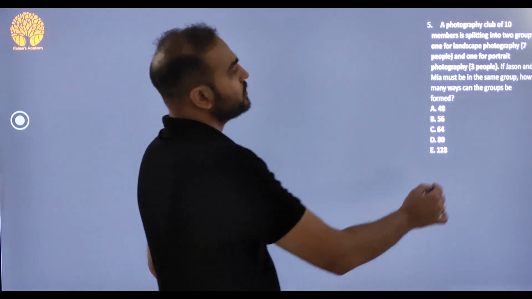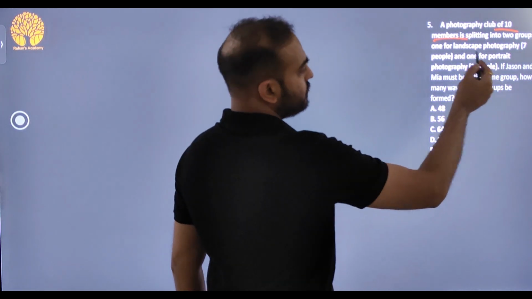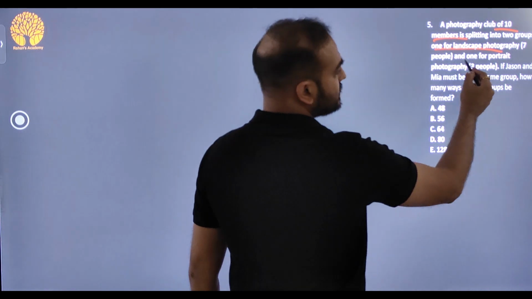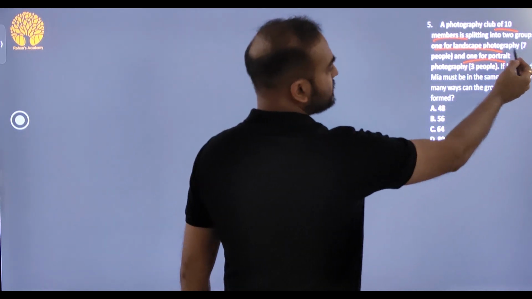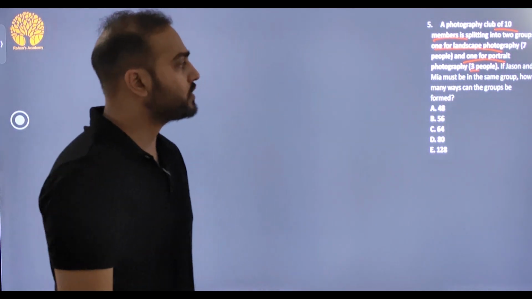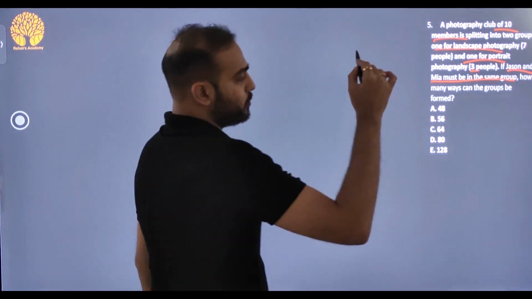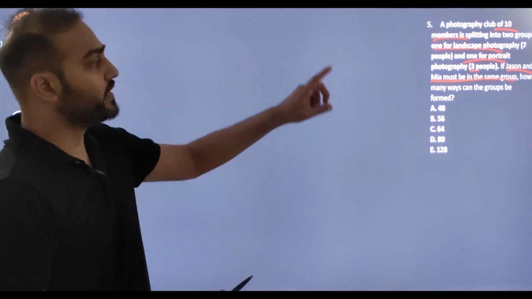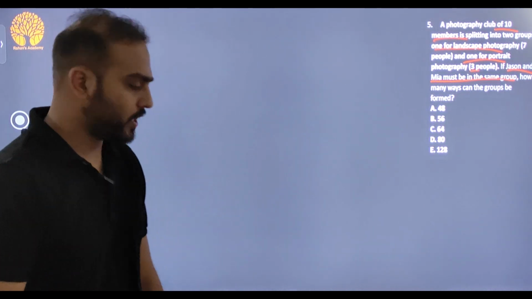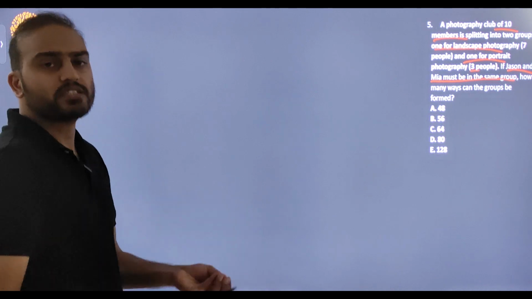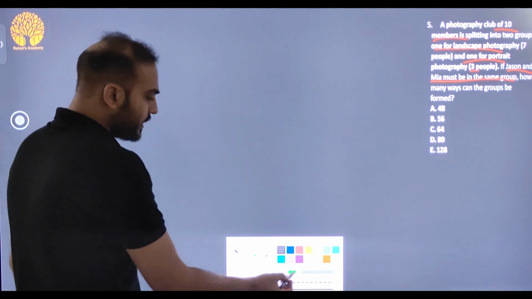Interesting question now. We have a club of 10 members. We have to split it into 2 groups, one for landscape, one for portrait. Landscape has 7 people, portrait has 3. Jason and Mia must be in the same group. Which group we don't know, but they have to be in the same group. This is a simple constraint.